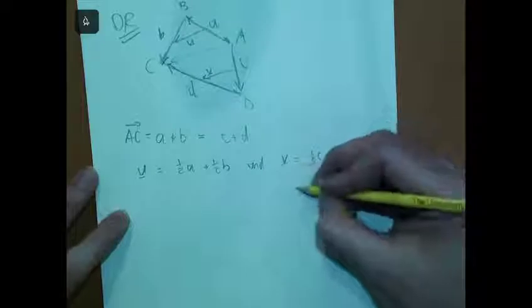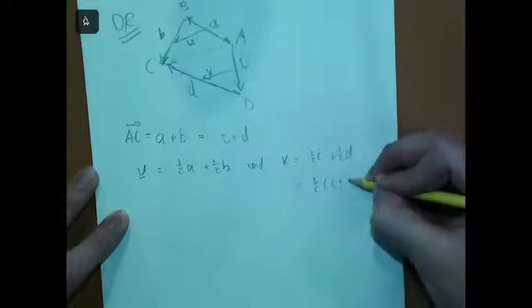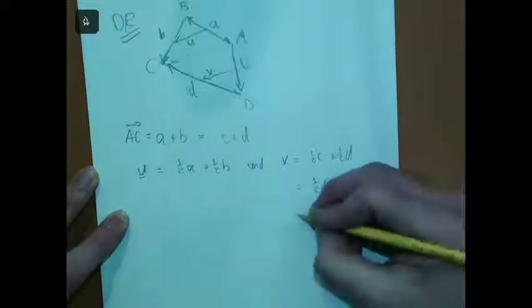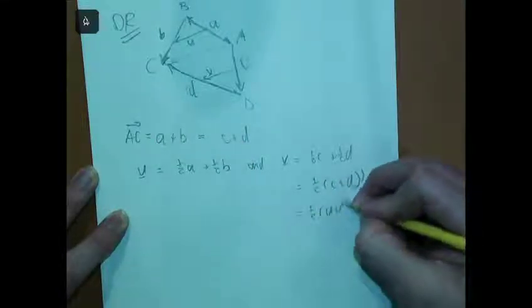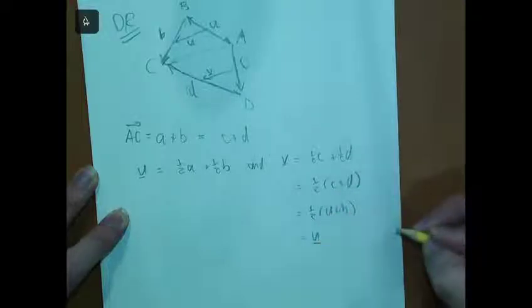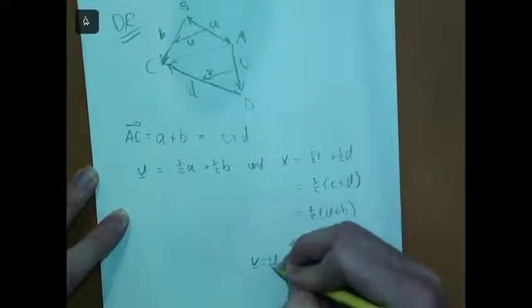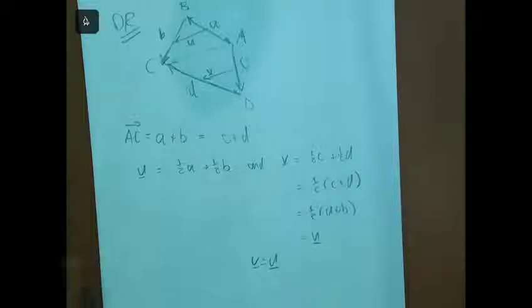But just to make it completely clear, to finish it off, you want to have the person reading it being absolutely certain. I would work from one of these. That's the same as a half of C plus D. And you said earlier that C plus D was the same as A plus B. And that's the same as U. So therefore V equals U. Okay, that's a good one.